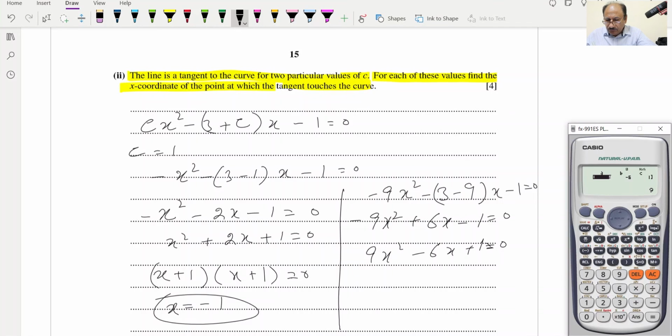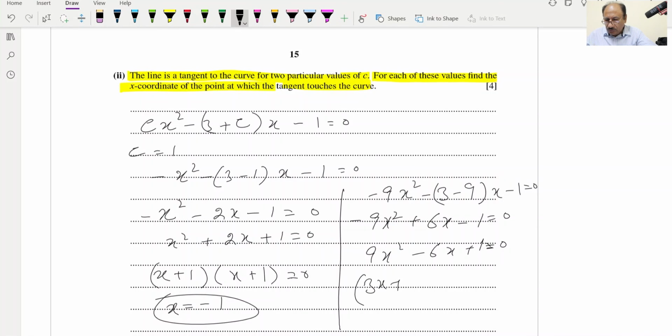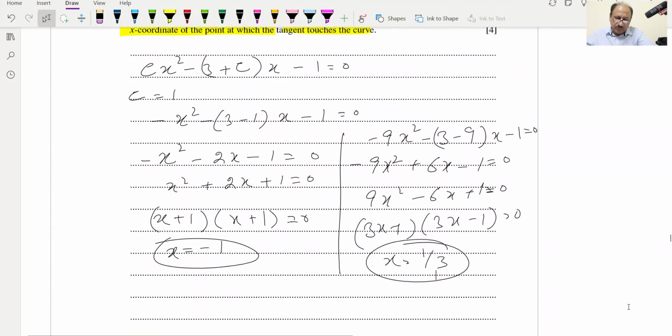So 1 by 3 means what? 3x minus 1 into 3x minus 1 is equal to 0. So x is equal to 1 by 3. This will be the value which we can write over here. So we'll be having these 2 points, x values basically.